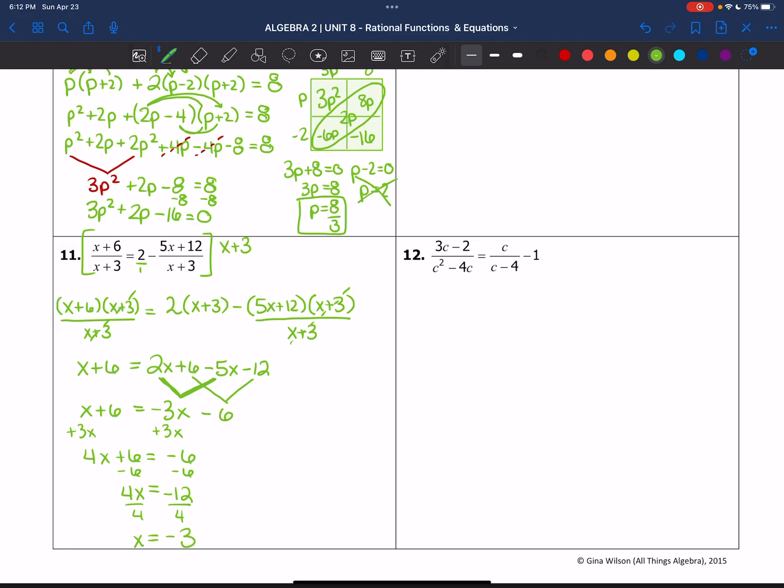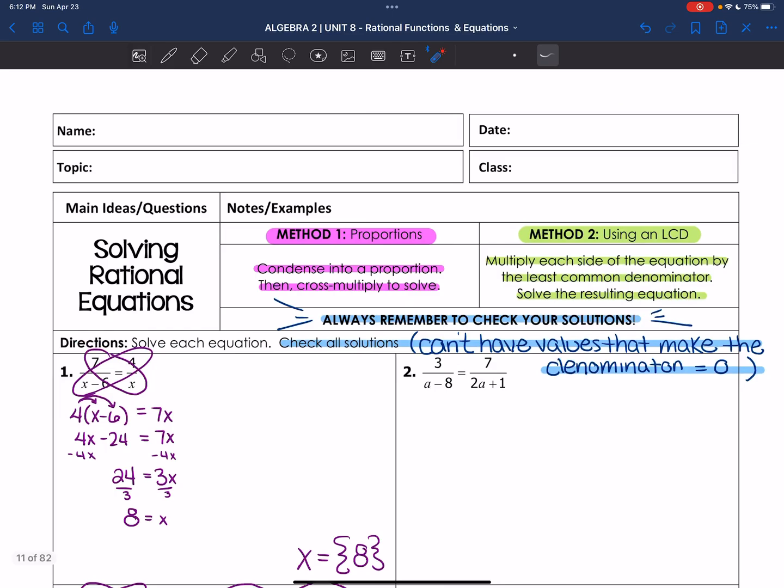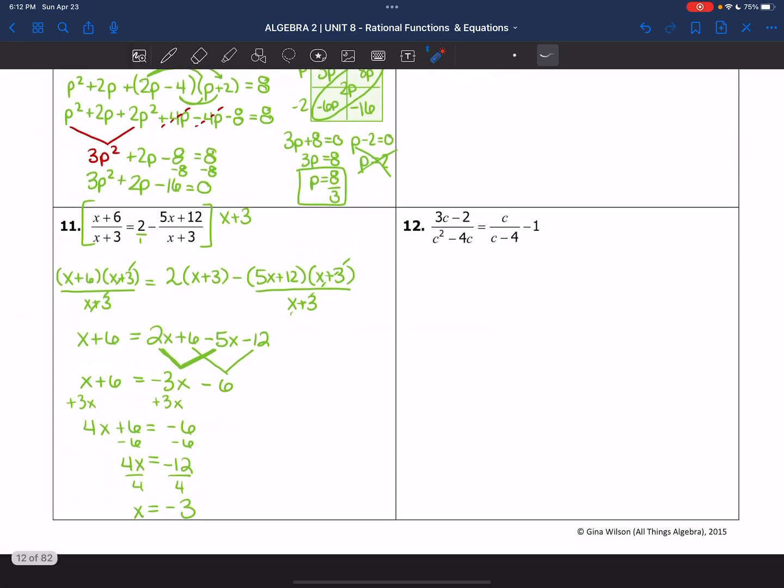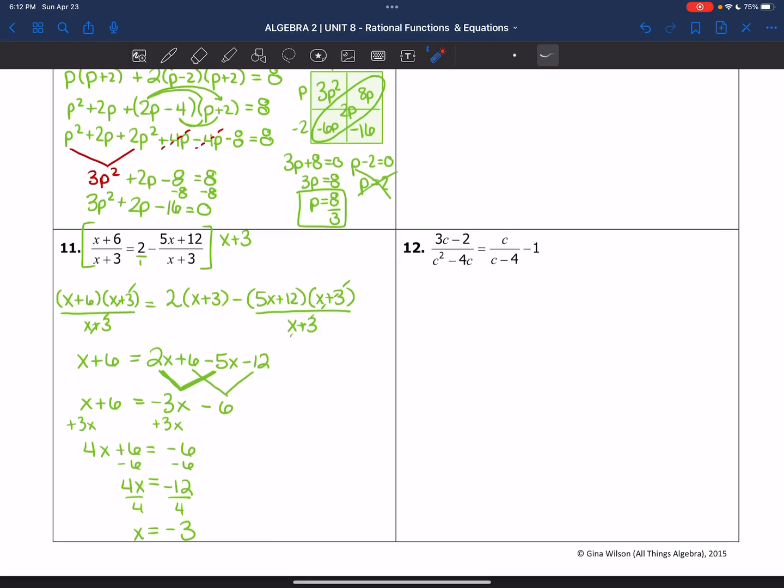So let's just go back and check like it says in blue. Remember, you can't have values that make your denominator equal to 0. So if I plug in a negative 3 and then add 3 to that, oh no, that's going to zero it out. It actually does the same thing over here. Zeroes that out.